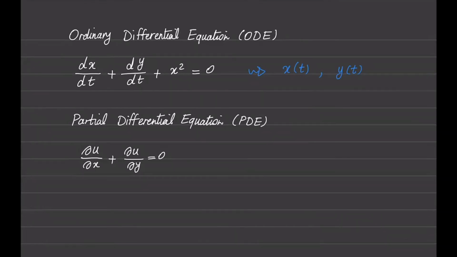However, in the other example for PDE, we have the variable u, which is a function of both x and y. So when we want to write the derivative of u with respect to x, since u is a function of two variables, we need to write the partial derivative and not the total derivative. So del is the notation for the partial derivatives. So the difference between ODE and PDE is that in ODEs, we only have one independent variable, and in PDEs, we can have several different independent variables.